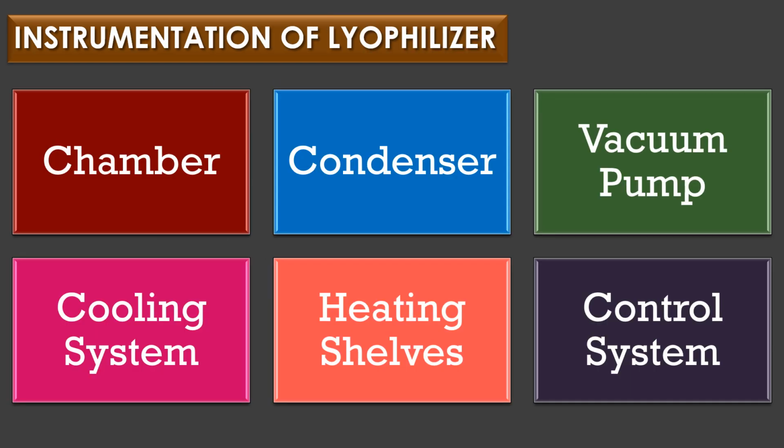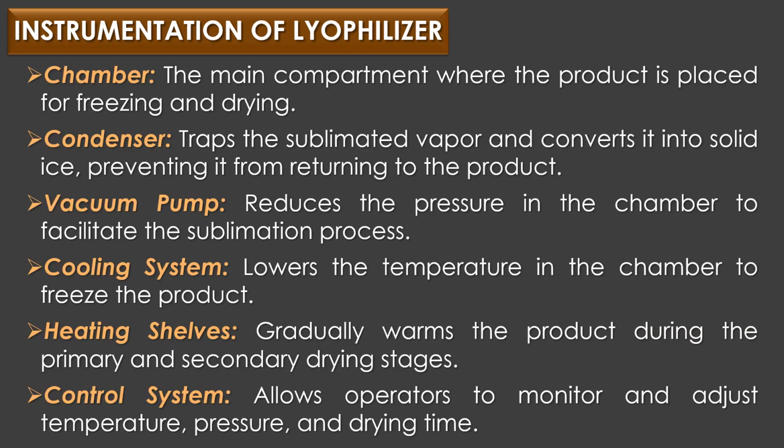Instrumentation of lyophilizer. An instrumentation of lyophilizer contains 6 major parts. They are chamber, condenser, vacuum pump, cooling system, heating shelves, and control system. Chamber. Chamber is the main compartment where the product is placed for freezing and drying. Condenser. The condenser traps the sublimated vapor and converts it into solid ice, preventing it from returning to the product.